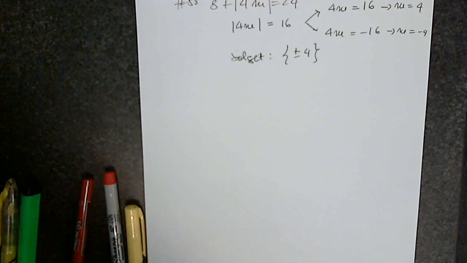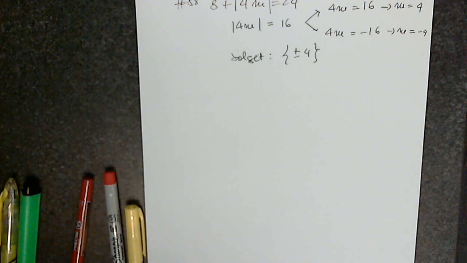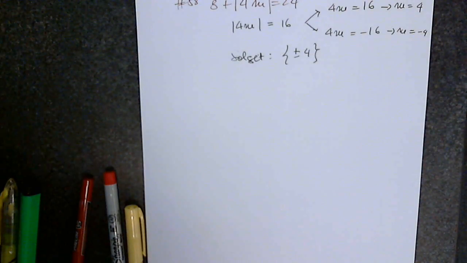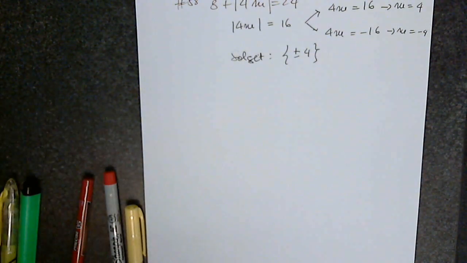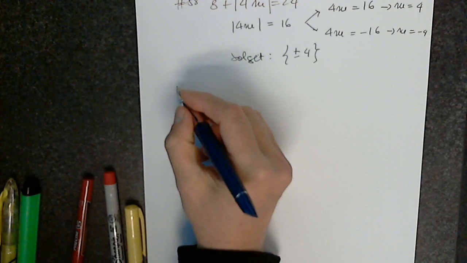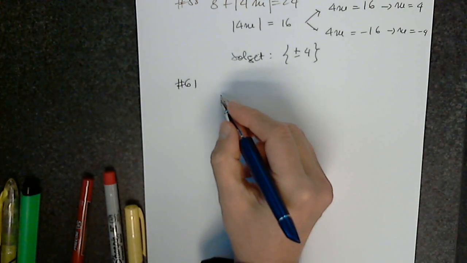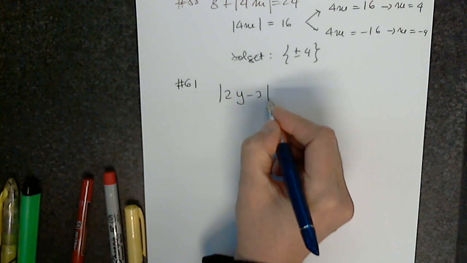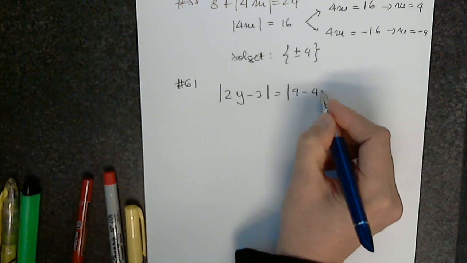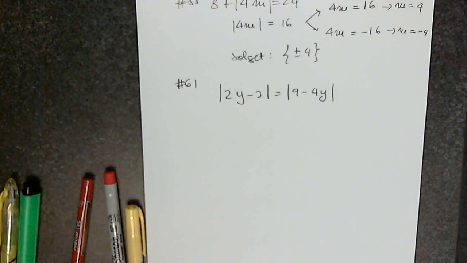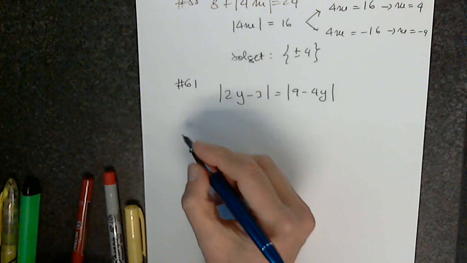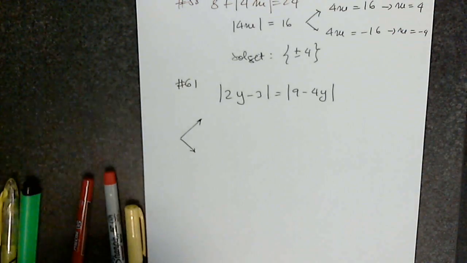Let's also work on a problem, an equation with two absolute values, like 61, in which we have the absolute value of 2y minus 3 equals the absolute value of 9 minus 4y. Before we do that, let me ask you if you have any questions on the first problem, on 58. Any questions on the first problem? Okay, well, if you do come up with a question, please let me know.